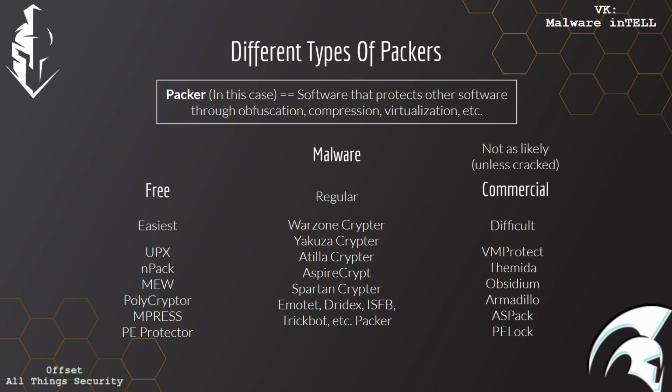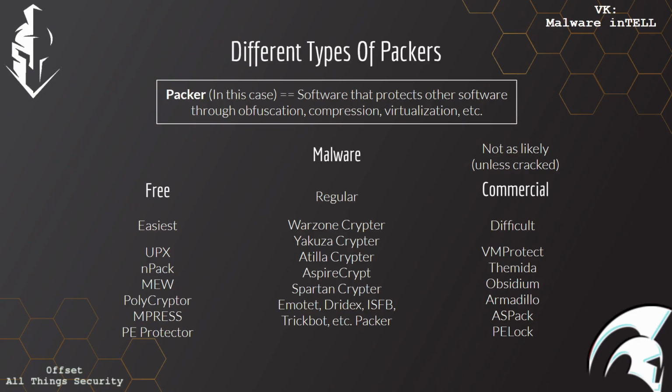We've got VM Protect, Themida, Obsidian, Armadillo, ASPack, and then PE Lock. VM Protect is probably one of the worst ones to find malware being packed with, as it's a huge pain to unpack because it implements a VM inside the code. So you'll need to figure out how the bytecode is processed and everything. It's just a drag just to get to a sample that may steal passwords or something.